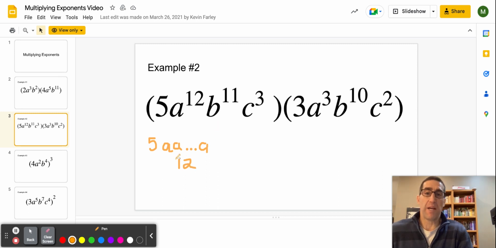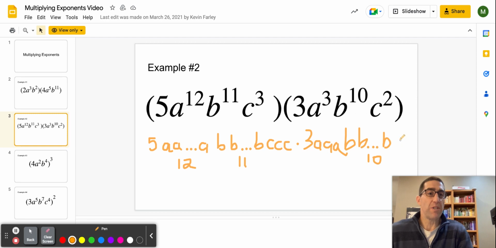When I come to the b, I see, oh my gosh, there's a ton of b's. b to the 11th. So again, b times b times dot, dot, dot, times one more b, and I've got 11 of those. I come to c, I'll do all 3 of those because that's not that many. I can handle that. All this is being multiplied by 3, a to the third, or a times a times a. We've got b to the 10th. So again, I don't want to do 10 b's, so I just do my trick where I put a couple of periods down to say this is what it looks like. I'll put a 10 underneath, and then 2 more c's.